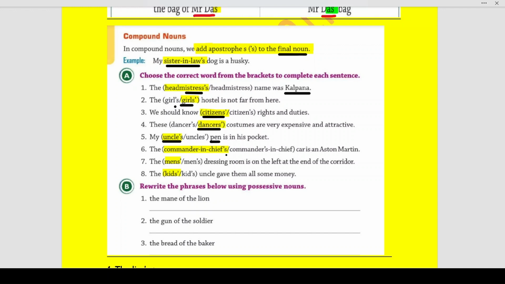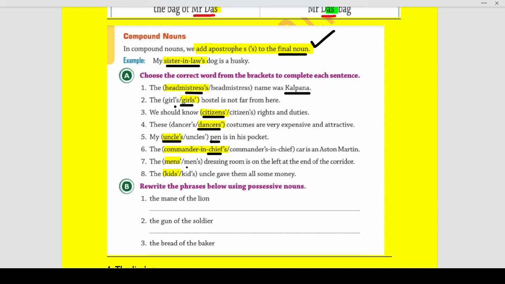Now, the commander in chief's or the commanders in chief car is an Aston Martin. See, compound nouns take the rule that we add an apostrophe S to the final noun. Over here, which is the final noun in commander in chief? It is chief. So what do we follow? We follow chief followed by apostrophe S. So this is your correct answer.